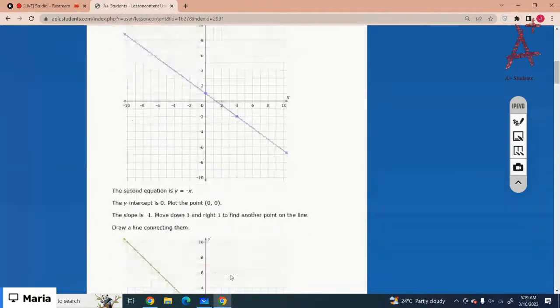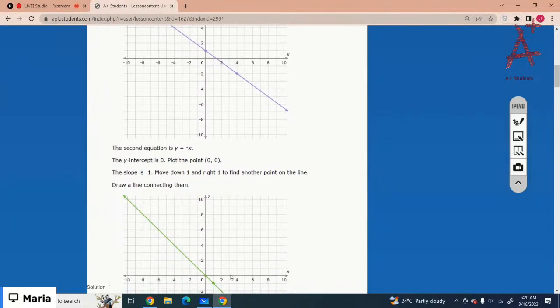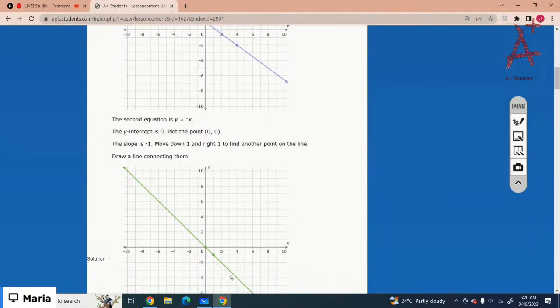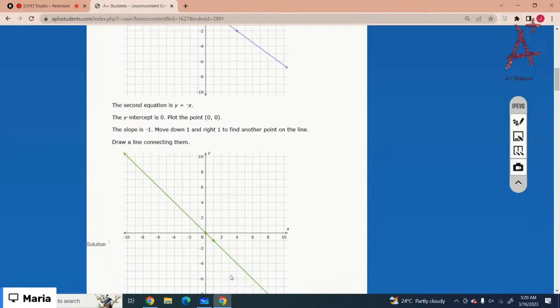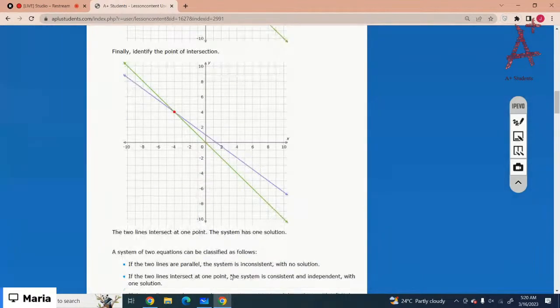The second equation is y equals negative x. That means if x is 0, y is 0. So the slope is negative 1. Negative 1 means move down 1 and right 1. So the line is passing through the origin, and down 1 and right 1, put a point and connect them. You have to plot both the equations on the same graph and find the point of intersection.